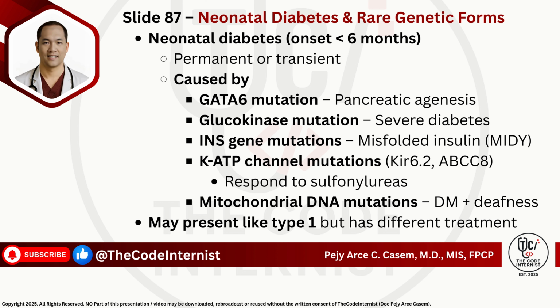Some babies are diagnosed with diabetes even before 6 months old. This is likely neonatal diabetes, not type 1. It's genetic and can be either temporary or permanent. In some cases, just giving oral sulfonylurea meds instead of insulin works, especially when caused by potassium ATP channel mutations. Others may have missing pancreas, hearing loss, or misfolded insulin.